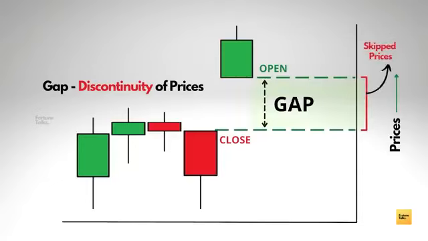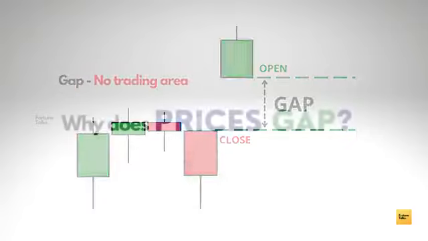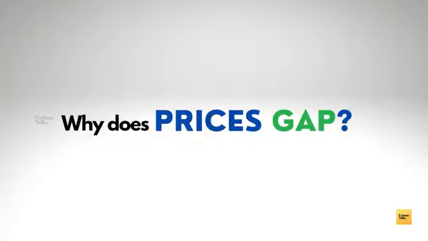A gap occurs when the prices skip between two trading periods, that is, skipping over certain prices, and so it creates a void on the price chart. Or simply, these are areas on the chart where no trading activity has taken place. Now you will have a question in your mind: why do gaps occur in the market in the first place? Now there are a few reasons as to why gaps occur in the market. Let us look at the reasons one by one.